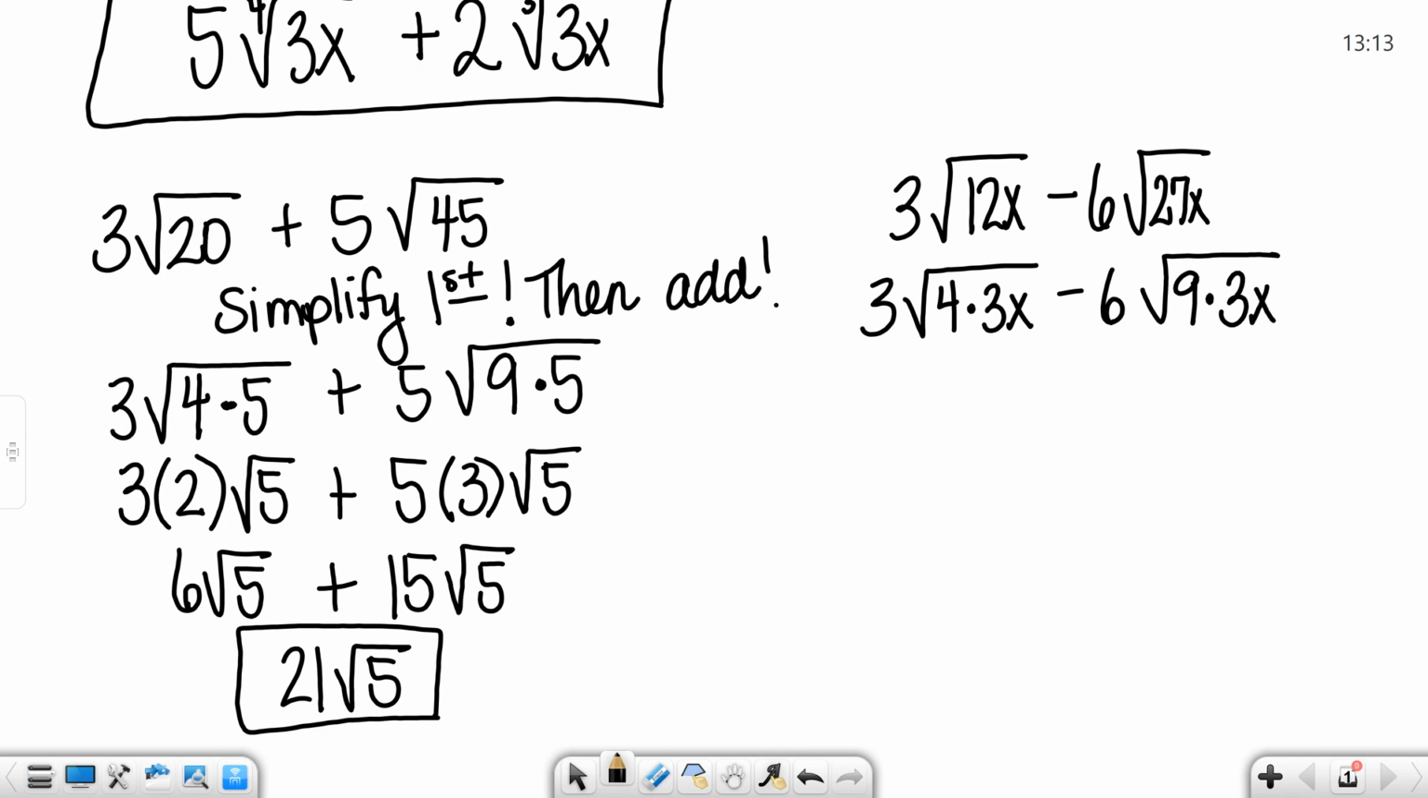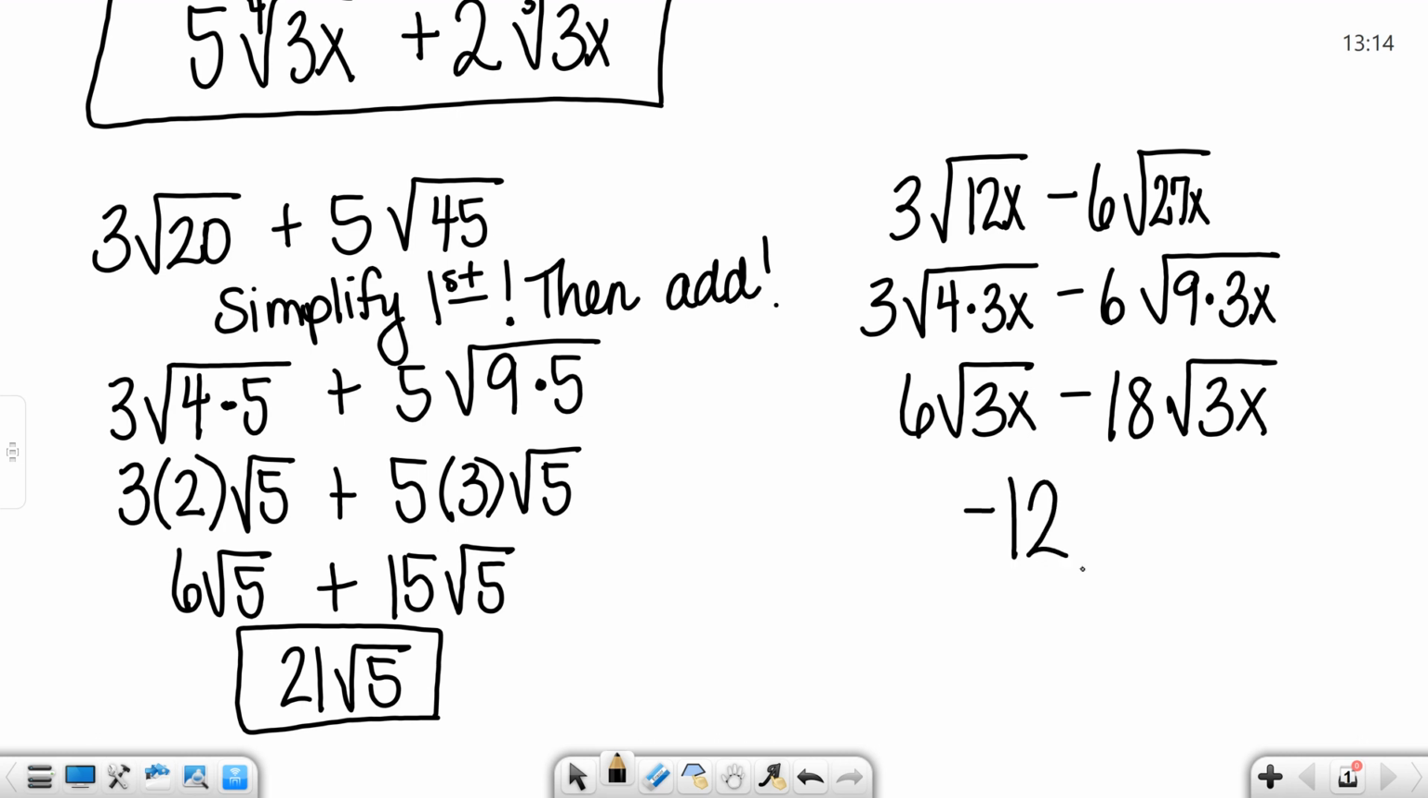Now the square root of 4 I can do, and when I do that, I pull it out and multiply it by the 3 that is sitting there. So I end up with 6 on the square root of 3x minus, the square root of 9 is 3. When I pull it out, it multiplies by the 6 that is sitting there. So I get 18 on the square root of 3x. Now I have like terms. I can do 6 minus 18 gives me negative 12 on the square root of 3x.